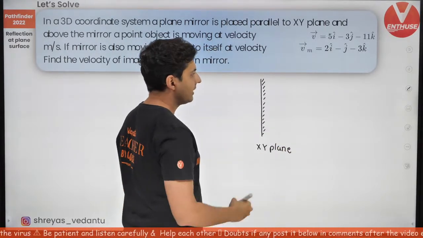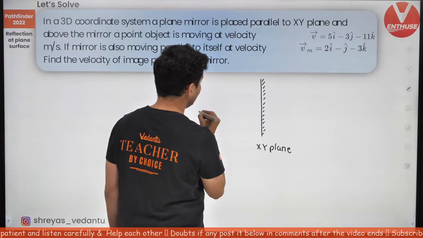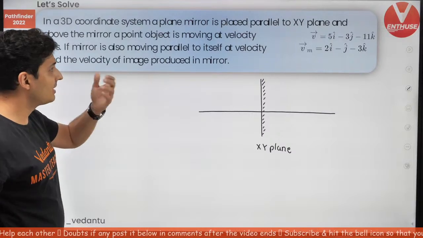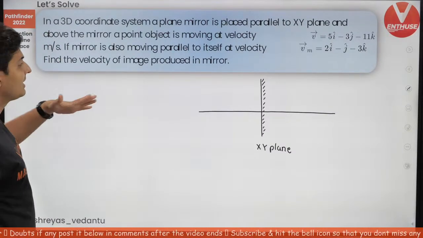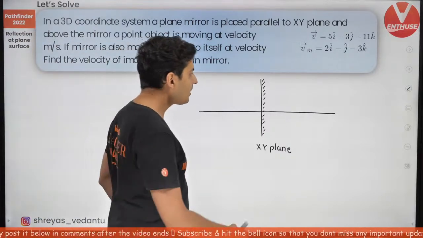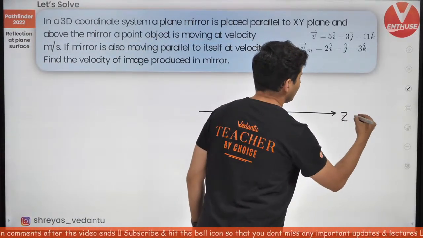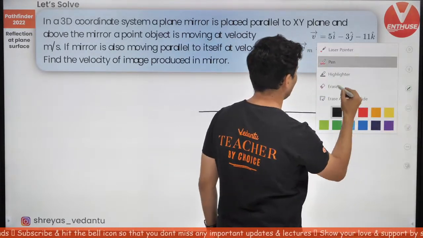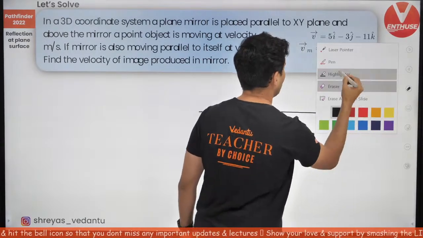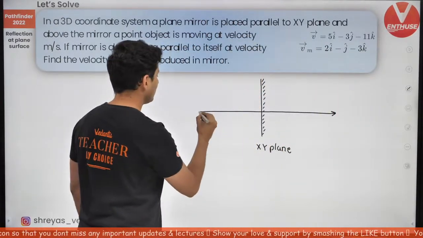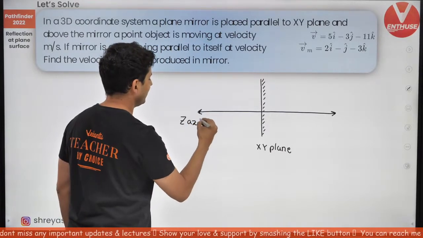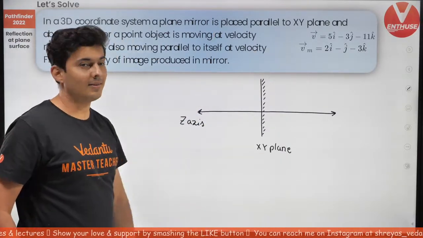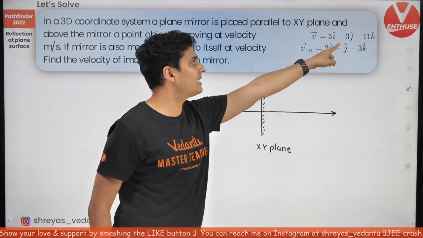Interesting. And then obviously this will be our axis, and the velocity of the object is given. This will be the z axis for sure. So let's say this is your z axis, the positive side, and that will be your negative side, z axis. And the object's velocity is given. This is the velocity of the object, 5i minus 3j minus 11k.